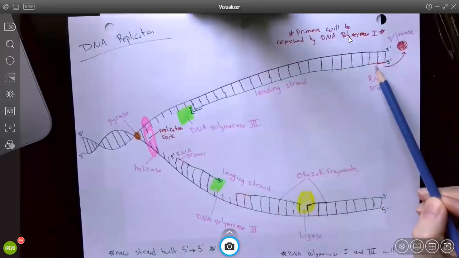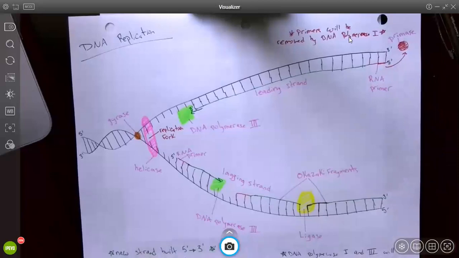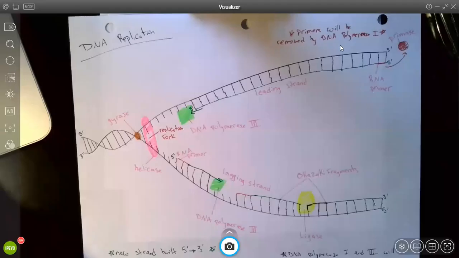Then we have down at this end here, the RNA primer is put on. Let me actually see if I can get a light on because you can't see my colors very well. Honestly, I don't think that's any better, but that is the best I can do.